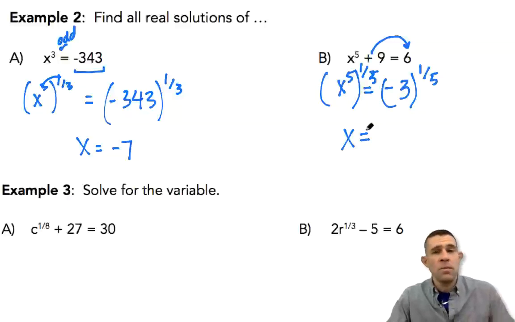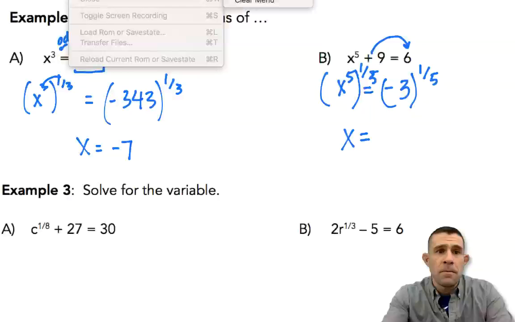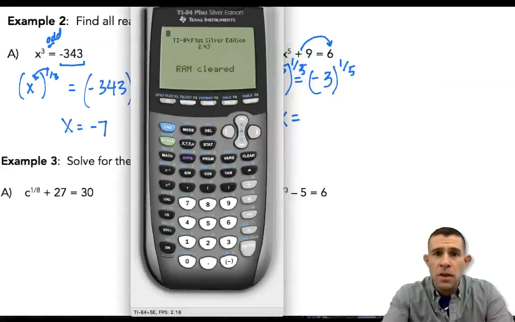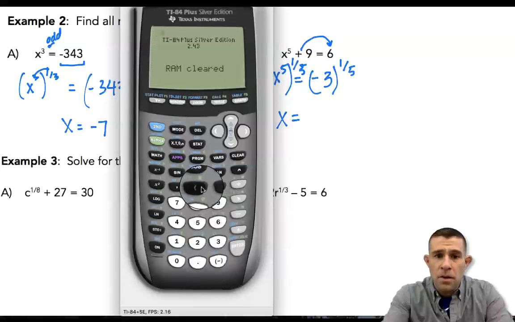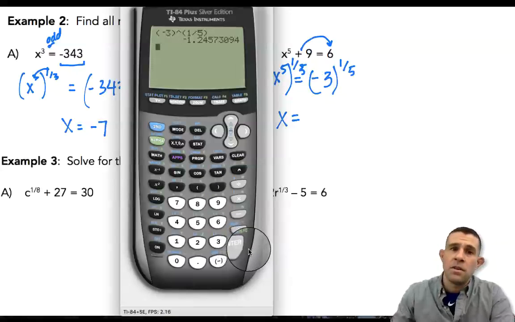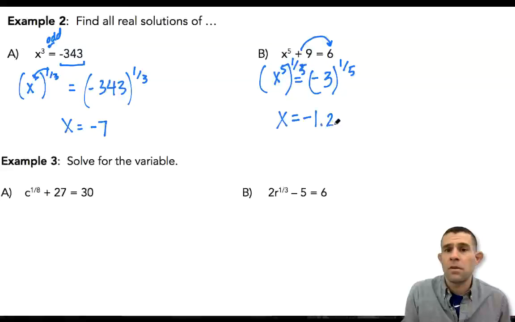And now I'm going to go to my calculator and show how you can do this on your graphing calculator. In your graphing calculator, you can enter your negative 3, close your parentheses, and raise this to the 1/5 power. So we're going to use the up arrow, and now we're just going to do 1 divided by 5. We'll press enter, and this will give us our solution of negative 1.24. So x represents negative 1.24.